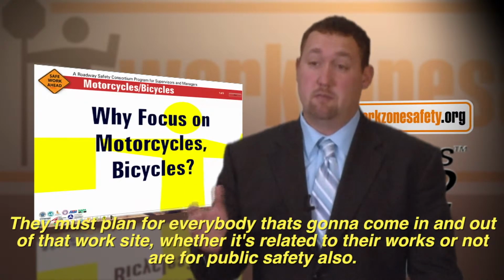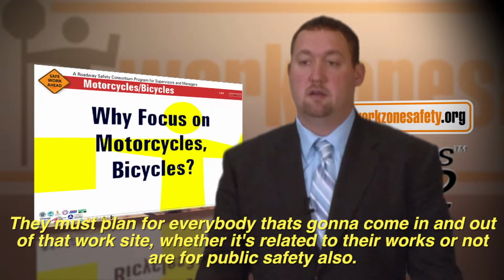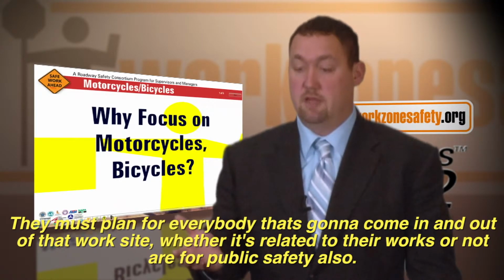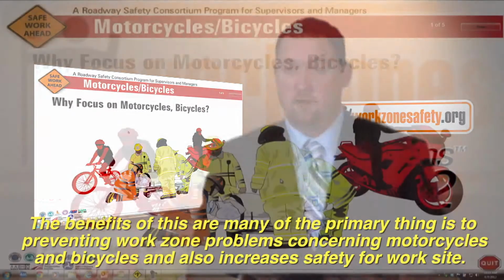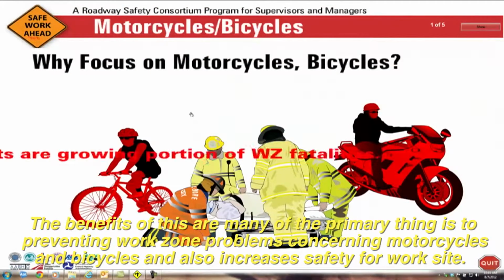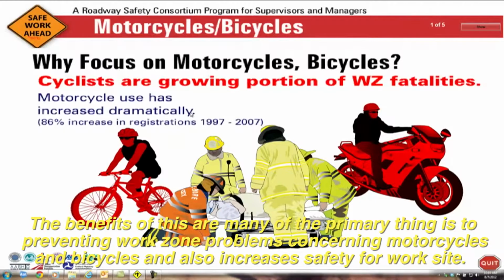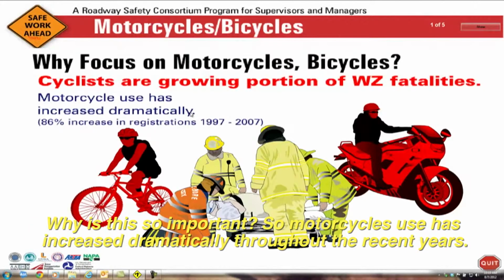They must plan for everybody that's going to come in and out of that work site, whether it's related to their work site or not. You've got to plan for public safety also. The benefits of this are many. The primary thing is preventing work zone problems concerning motorcycles and bicycles, and it also increases safety for everybody on the work site. Why is this so important?